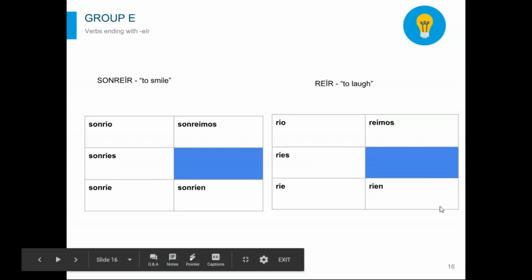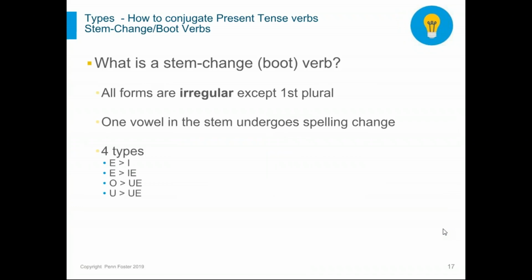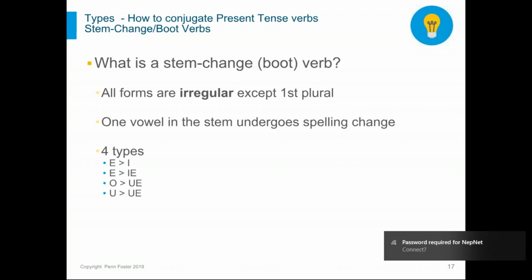Okay, so those are our 5 types of irregular verbs. As we move on to slide 17, we move to the next type of present tense verb. So far we've talked about regular verbs, we've talked about irregular verbs, and the third one now is called a stem changing or a boot verb.